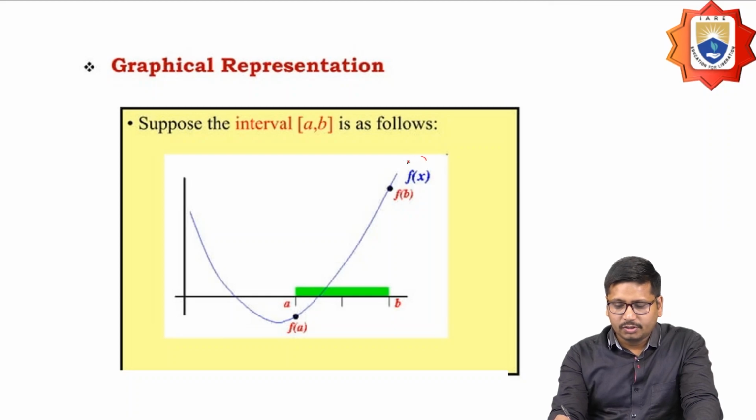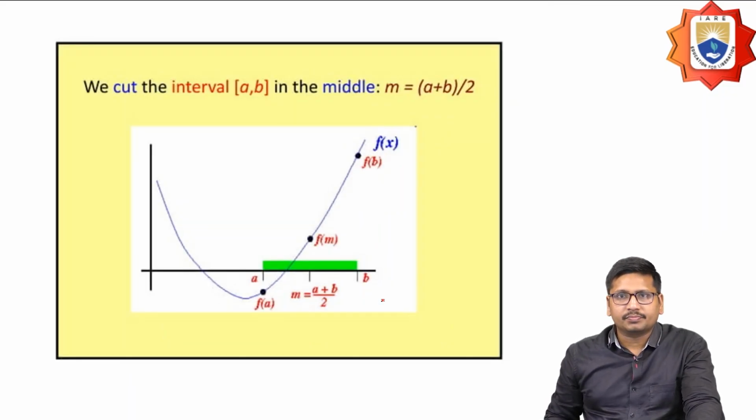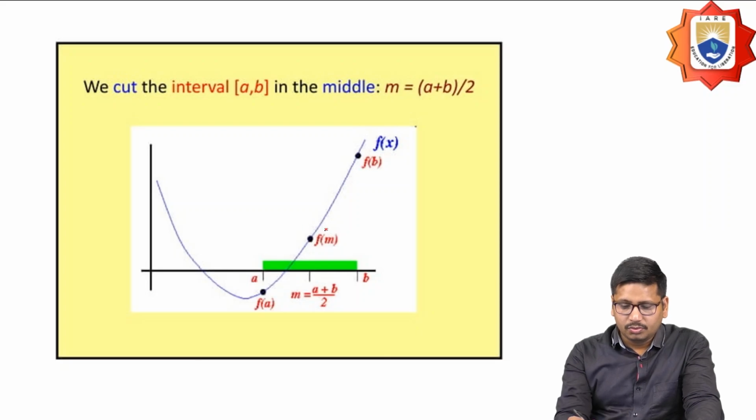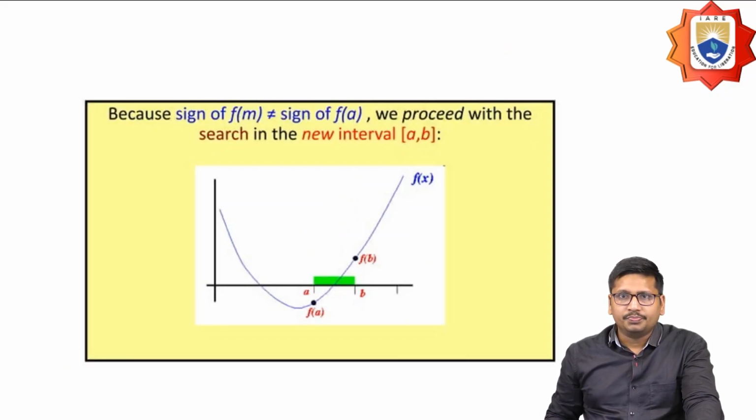If f of x is the function, and f of a and f of b are the values at the interval ends, the graph looks like this. If I calculate the middle point, I can obtain the f of m value. The middle is obtained using the equation (a plus b) by 2. Similarly, based on the sign, we can proceed with the same interval.